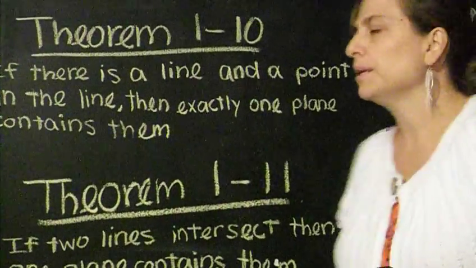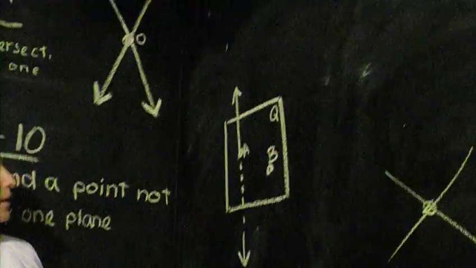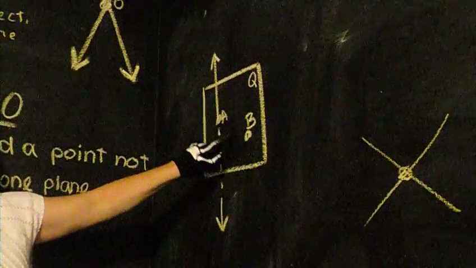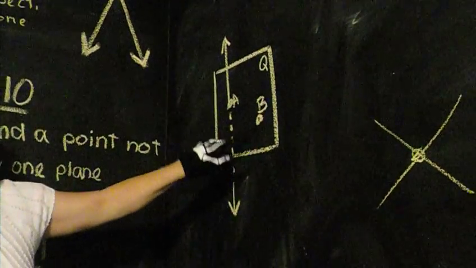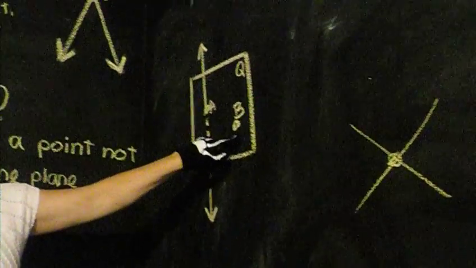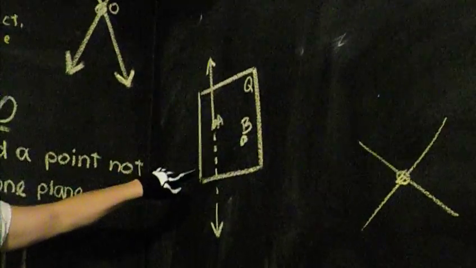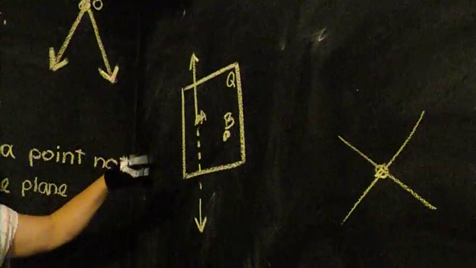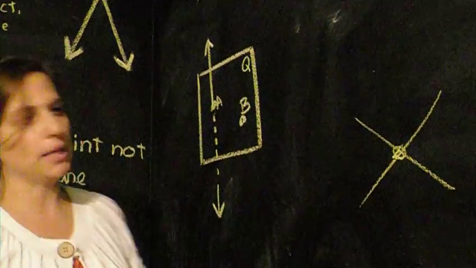Okay. Theorem 1-10, if there is a line and a point not in the line, then exactly 1 plane contains them. If there is a line and a point not on the line, then exactly 1 plane contains them. So here's plane Q, and we have a point on this line, and point B is not on the line, so that's just one plane that contains them. They're not off on some other plane.